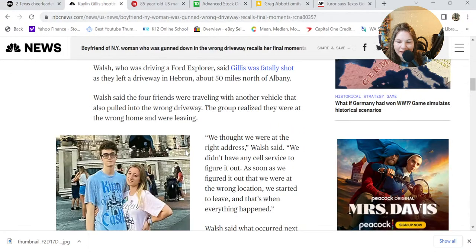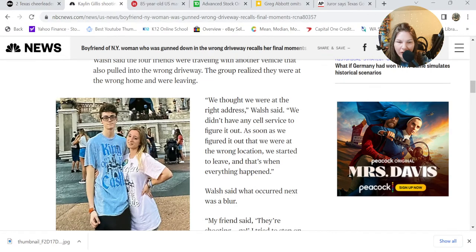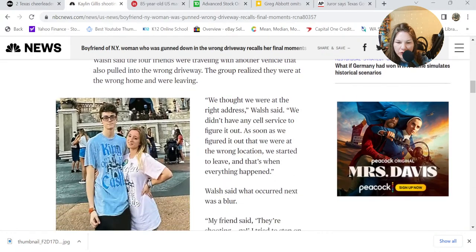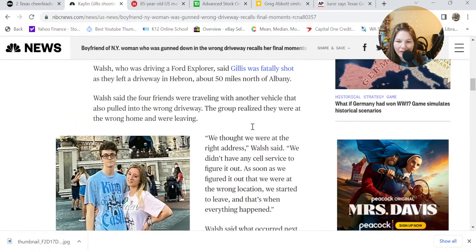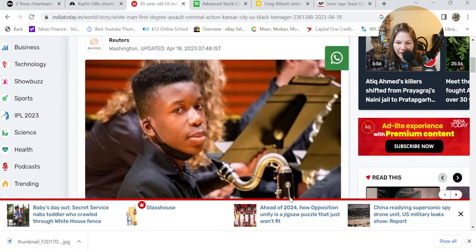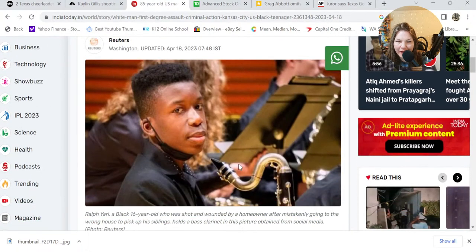How about this girl, Kaylin Gillis? These two right here in a car with their friends going to a party. Turned down the wrong street in New York. Some 65-year-old crazy with a legal gun, guys, legal. Shot her down. Killed her for driving in his driveway. They were just looking for a party and didn't have service for their phones, guys. They were lost. Imagine being lost in the back hills of New York and getting shot for it. What about this 85-year-old dude who shot this kid? He's 85 with a legal gun, guys. Not one of these has been with an illegal gun yet.